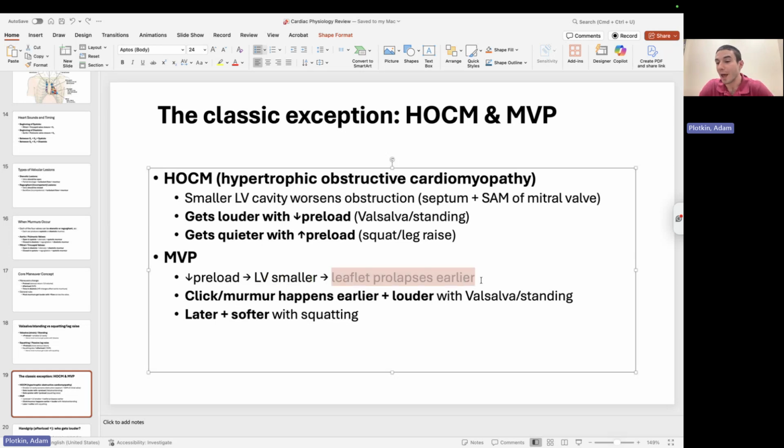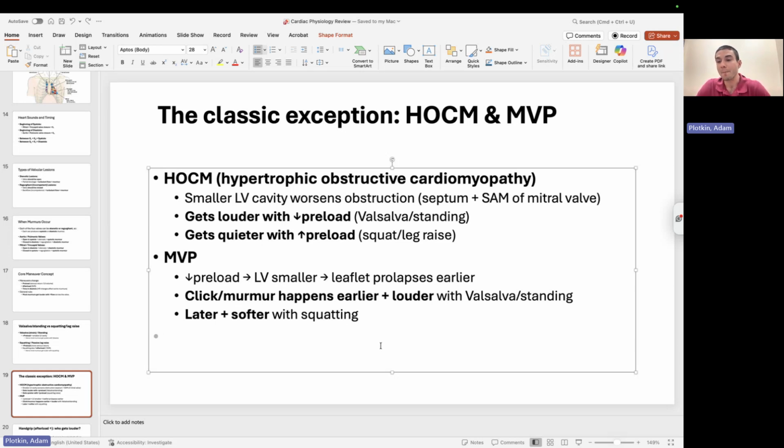So in mitral valve prolapse, when we decrease the preload, the left ventricle gets smaller and the leaflet prolapses earlier, right? So the click, the murmur, happens earlier and louder with Valsalva and standing, and then it gets later and softer with squatting. So those are the big things, right? That's a lot, right? So if you need to go back through this, re-listen to my explanation.